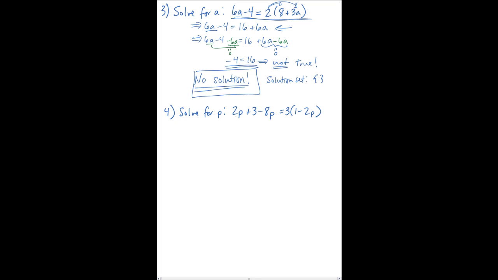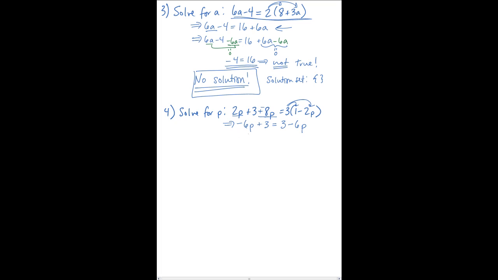It'll make it easier to move things around. So we can see on the left-hand side, I've got a couple of things with p in it that I could combine. I have a 2p, and I have a minus 8p. I might want to rewrite that, for example, as plus and negative. It might make it easier. So 2p plus negative 8p is negative 6p. And I still have my plus 3 here. Over on the right-hand side, I can distribute the 3 to each piece. 3 times 1 is 3. 3 times negative 2p is negative 6p.